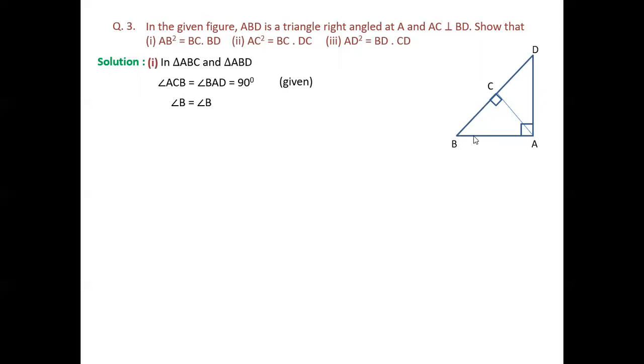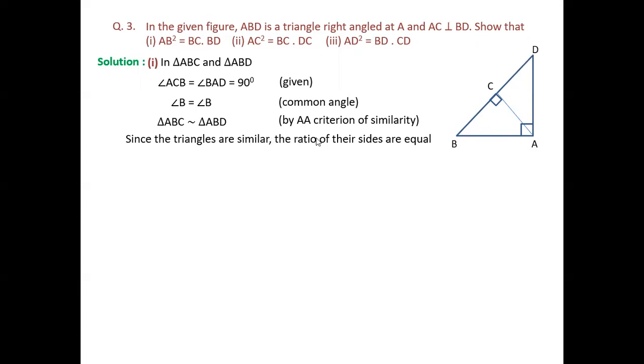Then angle B, this particular angle is common to this side triangle and it's common to the full big triangle also. It's a common angle. So since these two triangles are having two angles equal, therefore triangle ABC, that is this triangle, small triangle, and this big triangle, both are similar by AA similarity. So since these two triangles are similar, the ratio of the sides must be equal.